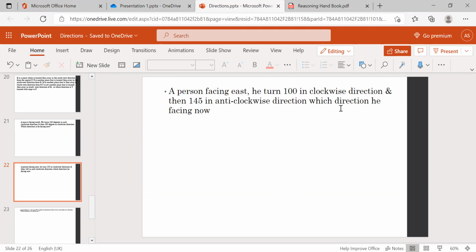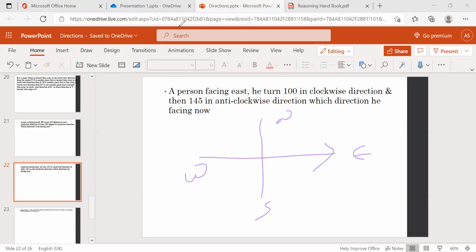So without pen and paper, you can directly say this answer. If a person is facing east, then 45 degrees anti-clockwise, upside, is nothing but northeast. Once again, no worries, I'll explain. See, without pen and paper, you can solve this type of problems. First thing, take the direction. This is east, north, south, and west, right? Now, he's facing east here, right?